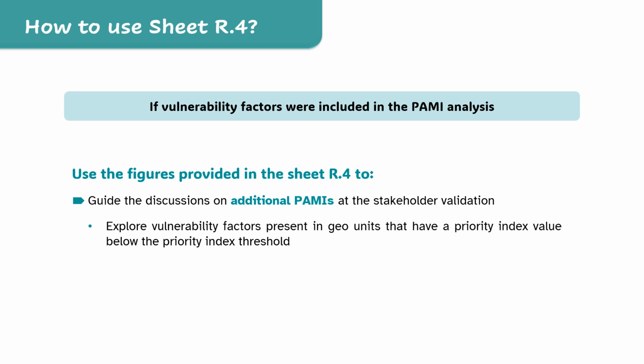If vulnerability factors are included in your PAMI analysis, use the figures provided in Sheet R4 to guide the discussions on additional PAMI at the stakeholder validation. In particular, use Sheet R4 to explore vulnerability factors present in geographic units that have a priority index below the priority index threshold selected by country stakeholders.